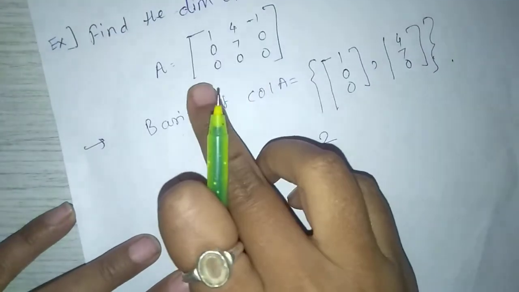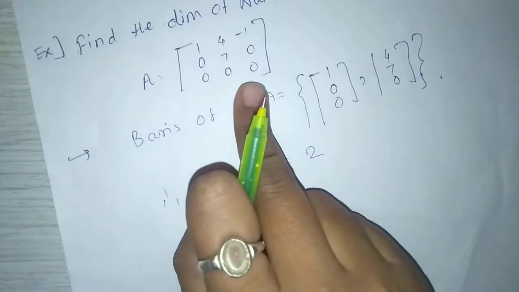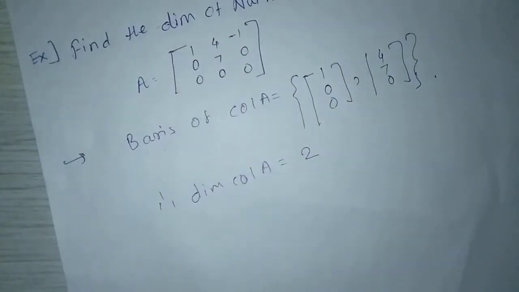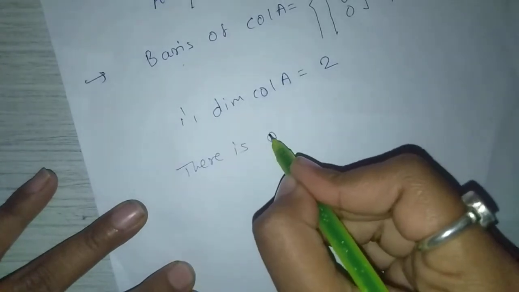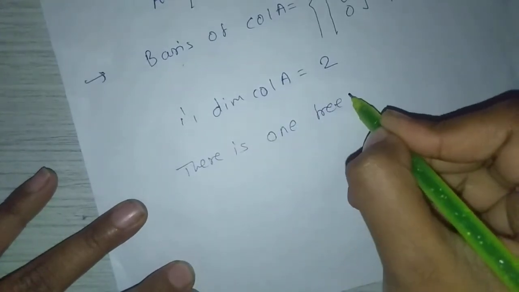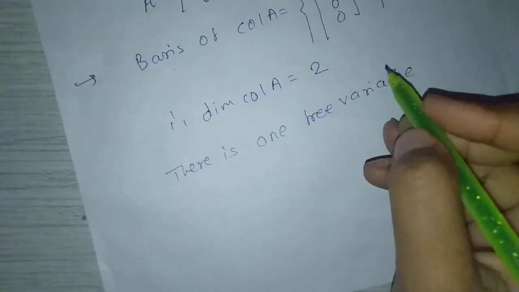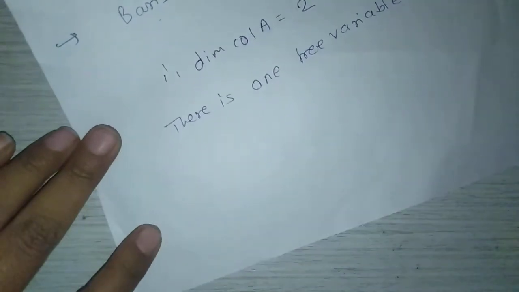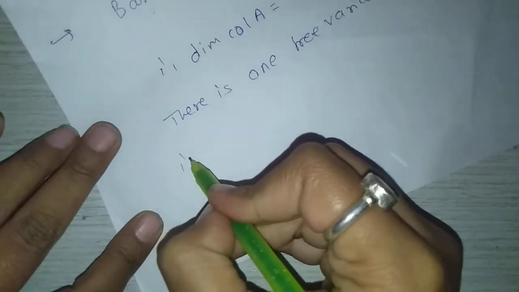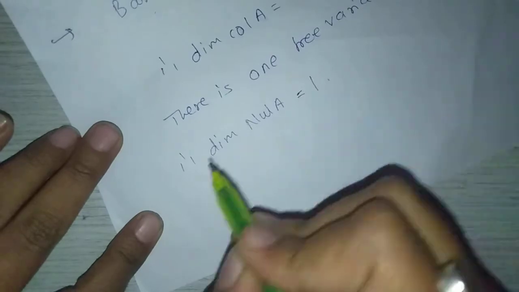Now here pivot entries occur in first and second column, means there is only one free variable, which is the third variable, and dimension of null space of A is nothing but the number of free variables. So there is one free variable, x3, among x1, x2, x3. Therefore, dimension of null space of A equals 1.